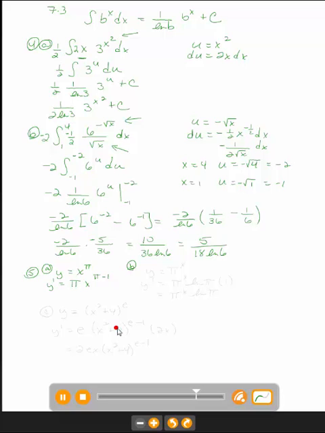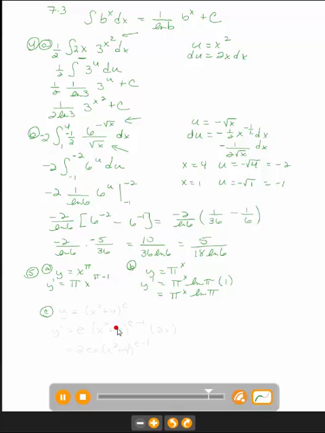Part B wants us to take the derivative of y equals pi to the x. Okay, but now the exponent is a variable. So now we have to use like the e or the b to the u, b to the x problem. So its derivative is b to the x times the natural log of the base times the derivative of the exponent, which is 1. So that's just going to be pi to the x times the natural log of pi.